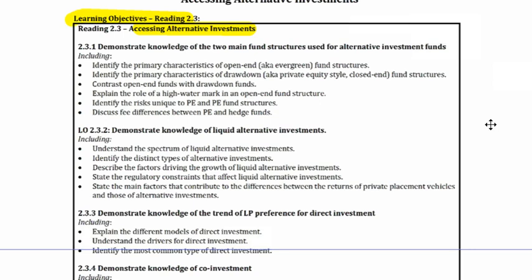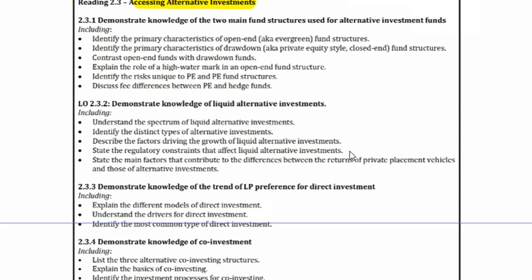Edge Designations did this because it's always a good thing, first and foremost, to see what's in your reading, but also when you finish the reading, come back to the beginning of the reading, guys, okay, and now say to yourself, let me go through these. Do I know what's in it? So let's say, for example, let's start. Identify the primary characteristics of an open-end fund structure. Think to yourself, what are some of the characteristics of an open-end structure?